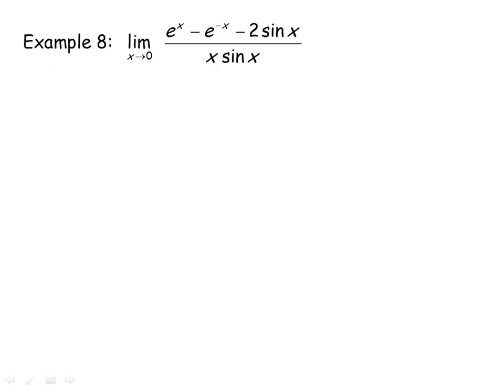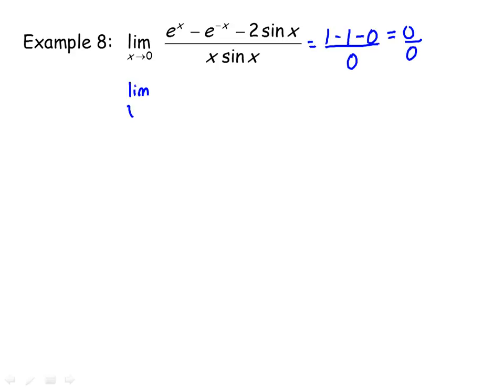Okay, let's try this one. If we plug 0 straight in, we're going to get 1 minus 1 minus, what did we say sine of 0 was? So that's going to be what, 0? And then, of course, 0 times anything is 0, so that's going to be 0 too. So there's your indeterminate form, which tells me I have to do L'Hopital's rule.